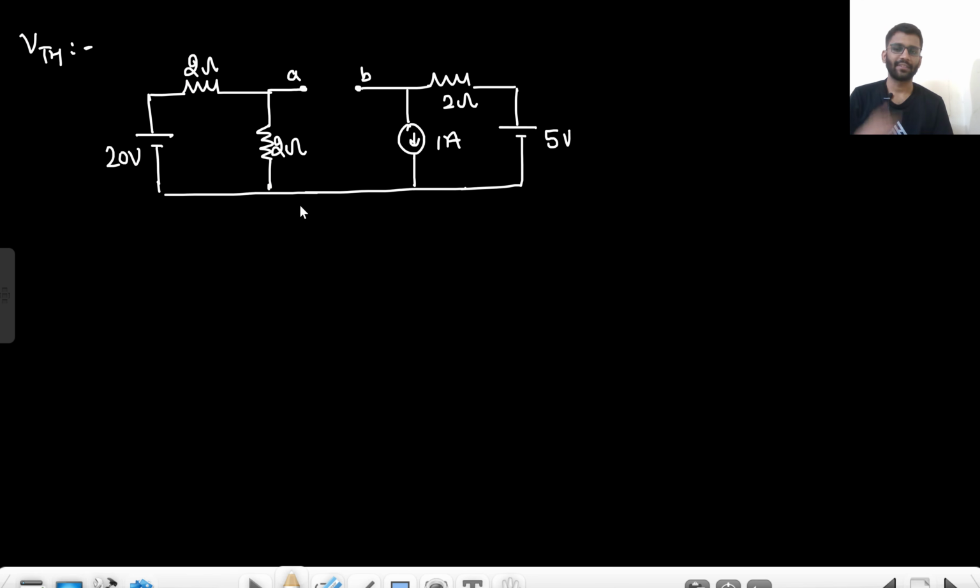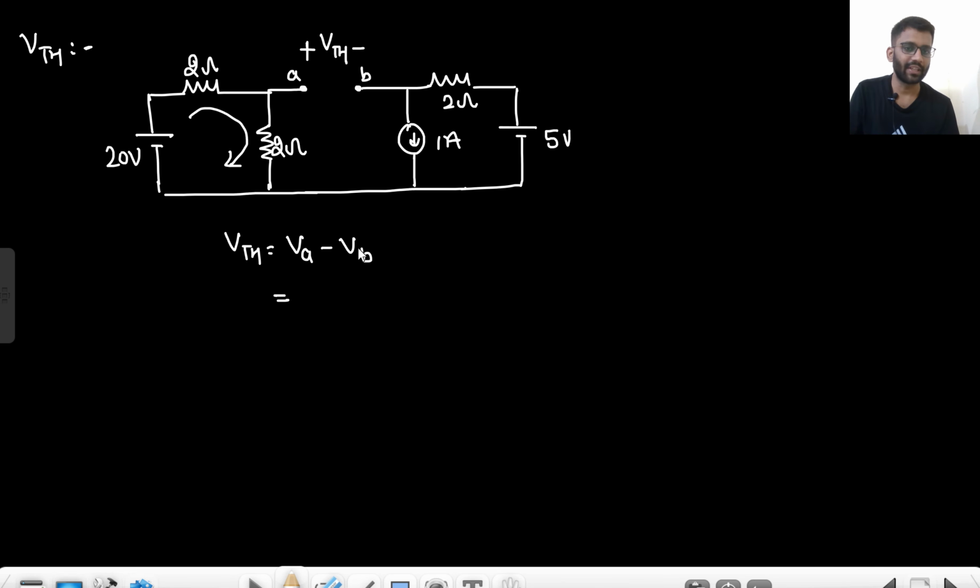I need to find VTH. I will find VTH like this. What is my VTH actually? Potential at node A minus potential at node B. Is it my VTH only, right? What is potential at node A? Node A is open circuited, so 2 ohm and 2 ohm will come in series only. So VA will be 10 volt, simply potential divide.